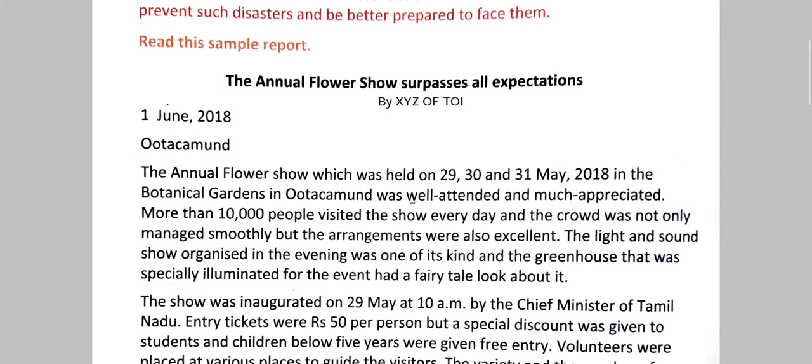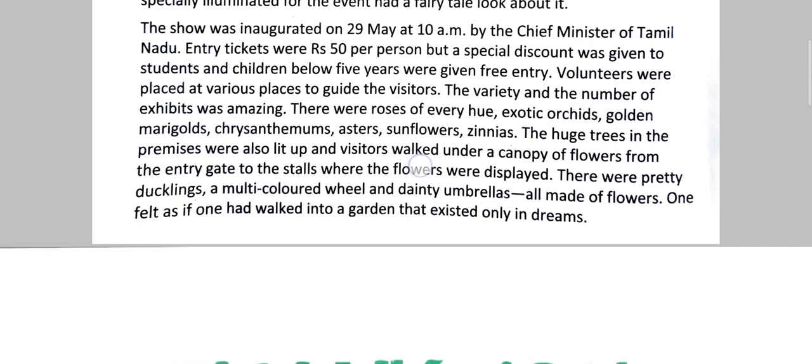Come to the next. The light and sound show organized in the evening was one of its kind, and the greenhouse that was specially illuminated for the event had a fairy tale look about it. As you can see, there is only past tense. This report is written in past tense. A report is always written in past tense and never in first or second person.